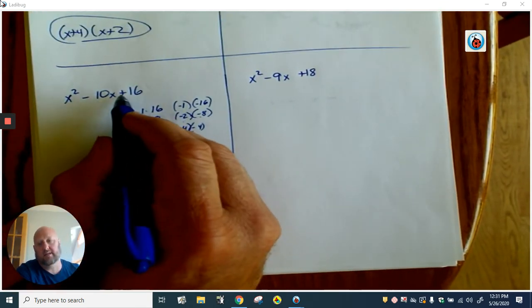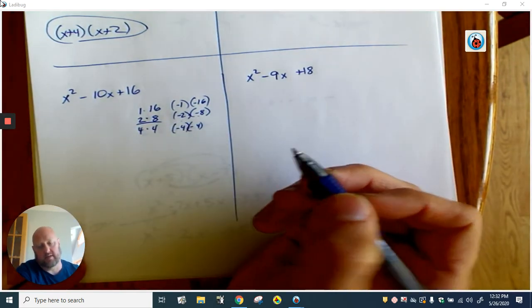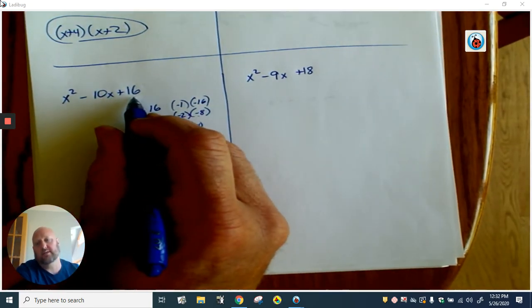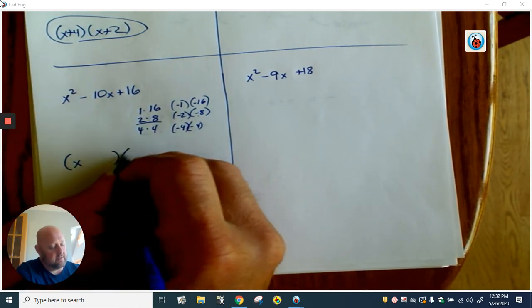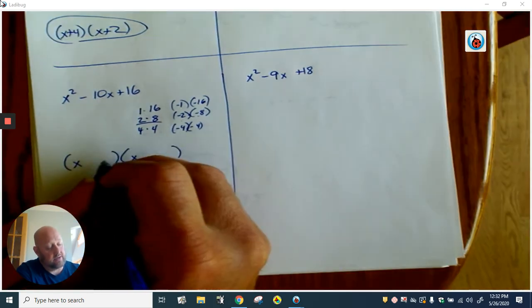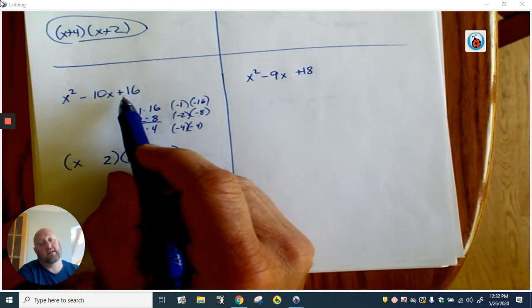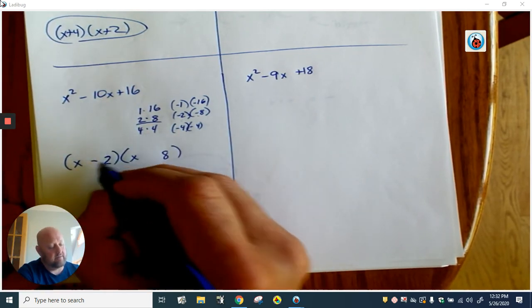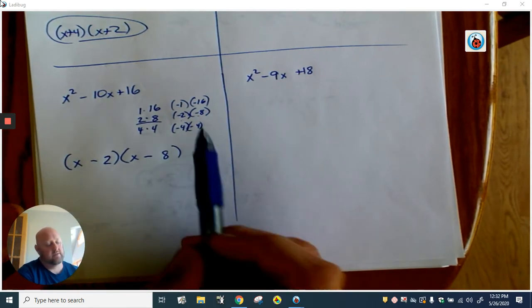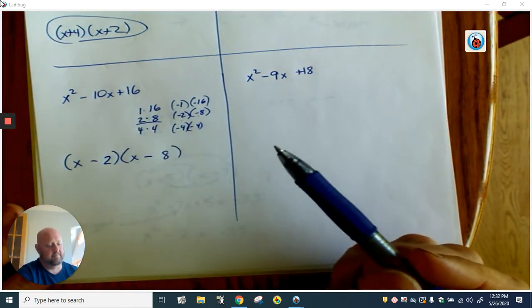I know my signs have to be the same, right? I know it's going to be 2 and 8, right? Because two numbers that multiply to 16 have to add up to 10. So x and x, I actually know it's 2 and 8 because they have to multiply to get this, and I know the signs have to be the same, and they have to both be negative. Okay, so two numbers that multiply to 16 and add up to 10, right?